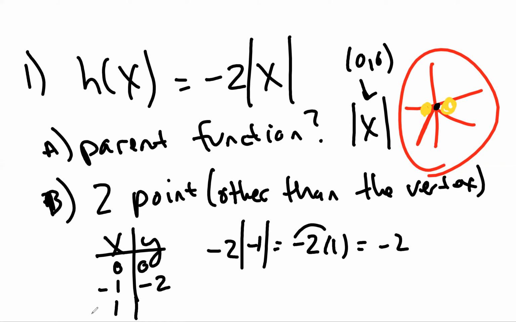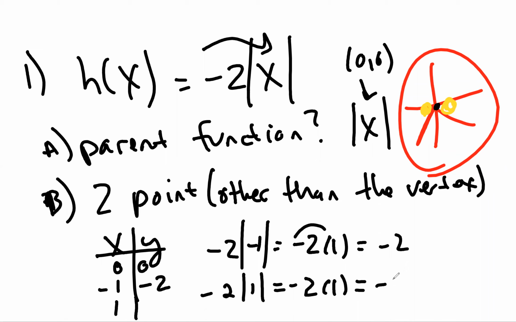And then I'm going to do the same exact thing for this little guy right here, just positive 1. I'm going to say, all right, going back up to this function, I'm going to take negative 2. I'm going to take the absolute value of 1, and I'm going to multiply them together. Well, the negative 2 stays the same. The absolute value of 1 is just 1. And so when I multiply, again, I'm going to get negative 2.